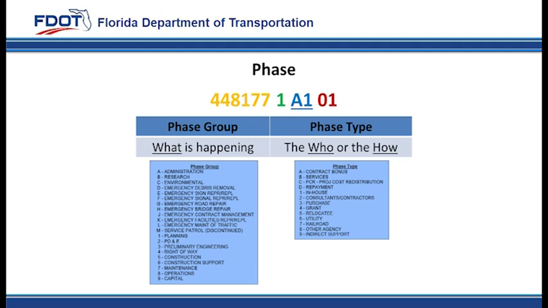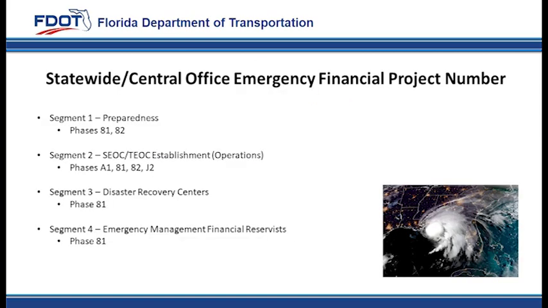An example would be phase D2. The phase group, or the what, is D and designates emergency debris removal. The phase type, or the who or how, is 2 and designates a consultant or contractor. Statewide and central office emergency financial project numbers are broken out by segment.